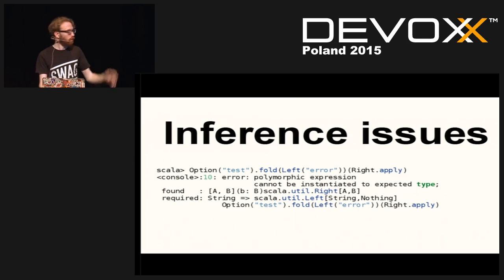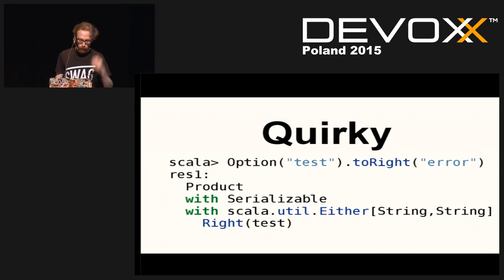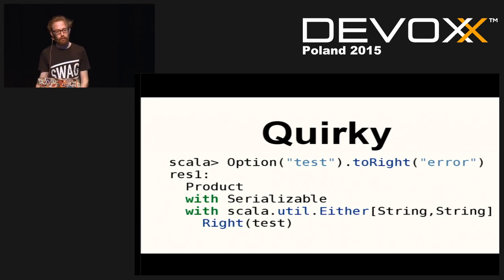And that's a usual case of frustration when you're working with Either in Scala. And yeah, there are small quirks like sometimes instead of having an Either, you get a Product with Serializable with Either, and that's just cruft. I don't need that, so I just want my Either.